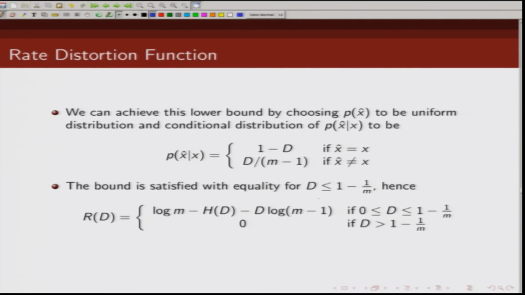Now this bound is satisfied with equality when d is less than or equal to 1 minus 1 by m. So the rate distortion function for this uniform source, under Hamming distortion, is given by log of m minus h of d minus d log of m minus 1, as long as d is less than or equal to 1 minus 1 by m, and for d greater than that, the rate is given by 0.